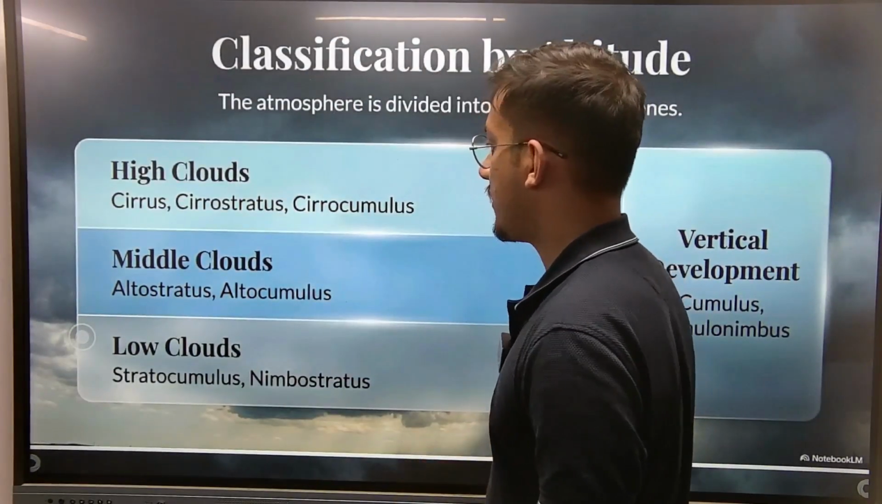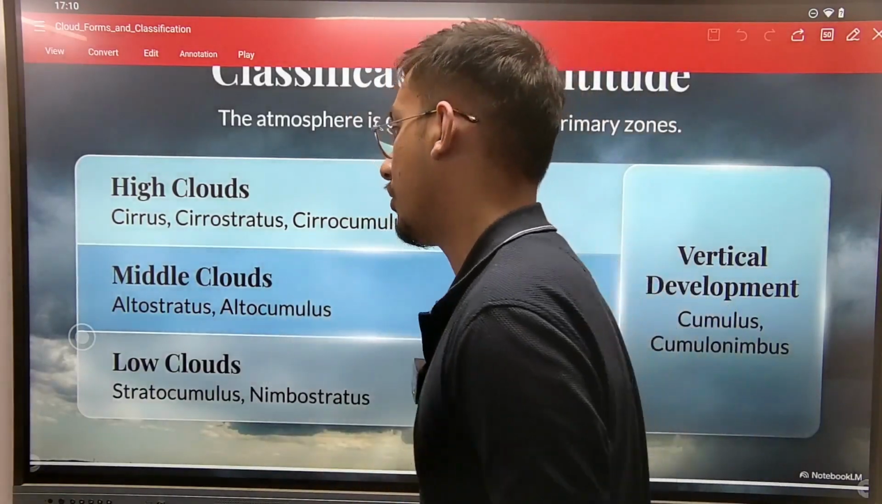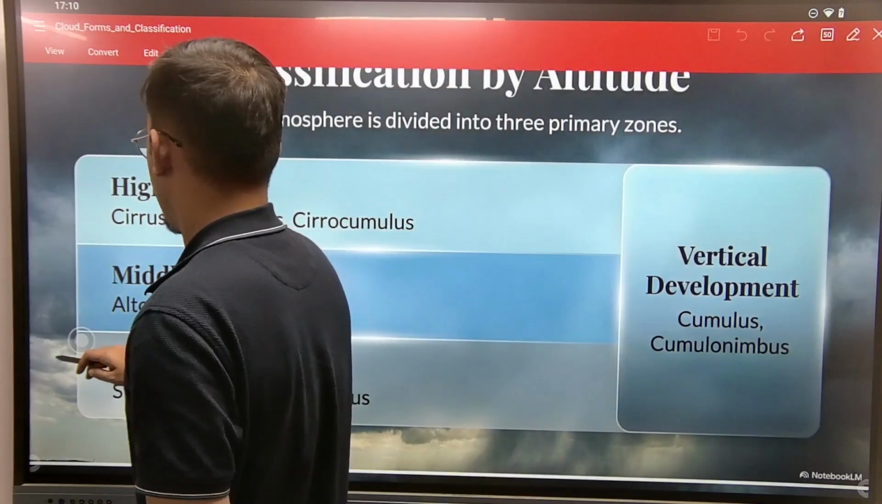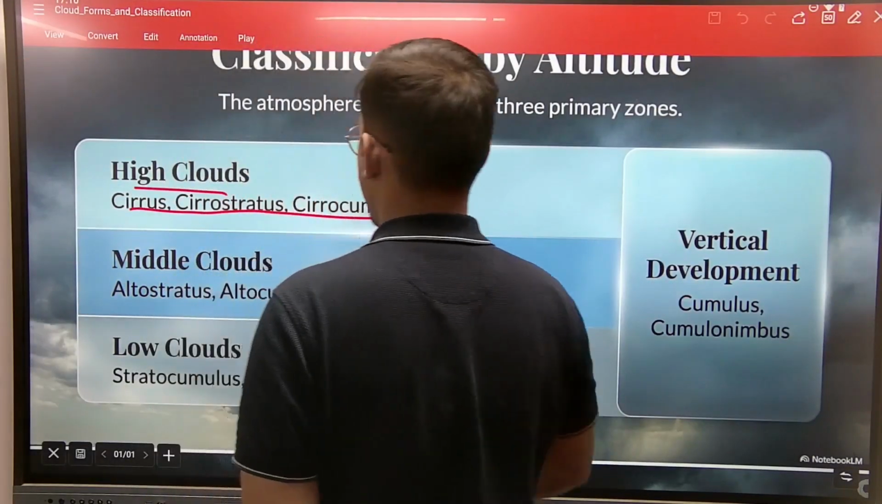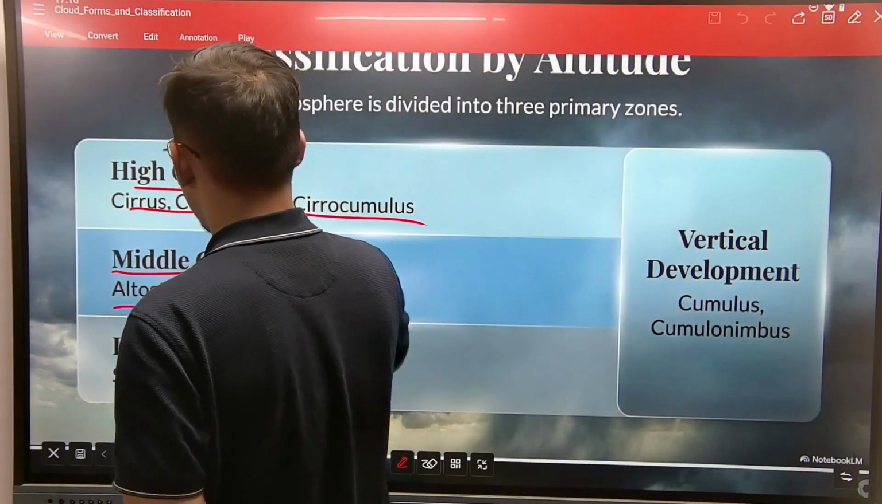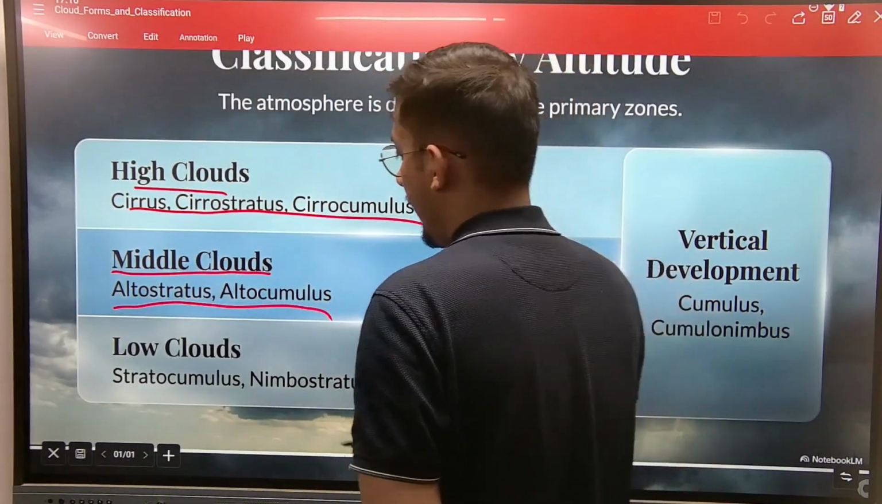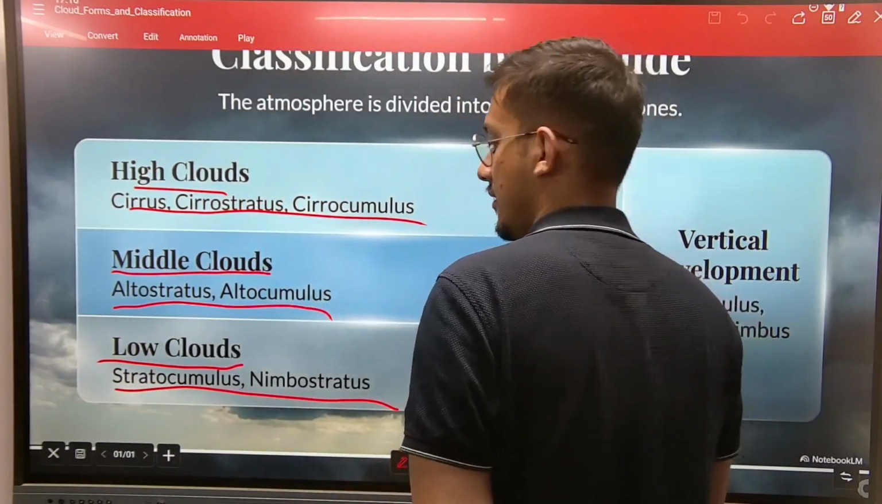A question which gets asked in the exam is which are high clouds, which are mid clouds, and which are low clouds. High clouds will be your cirrus, cirrostratus, and cirrocumulus. Mid clouds will be altostratus and altocumulus, and low clouds will be stratocumulus and nimbostratus.